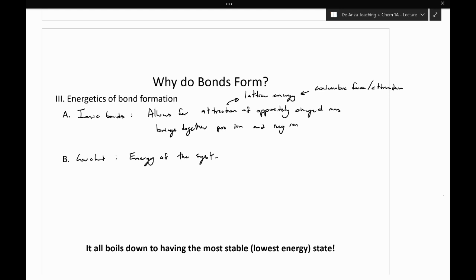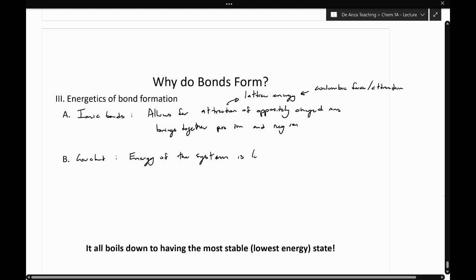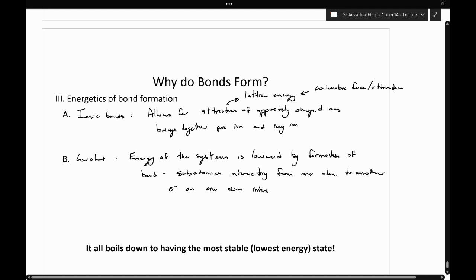So energy of the system is lowered by formation of a bond. This comes from subatomic particles interacting from one atom to another. And like I said, that's the electrons on one atom interacting with the protons from another. And so, all boiling down to the most stable, lowest energy state.